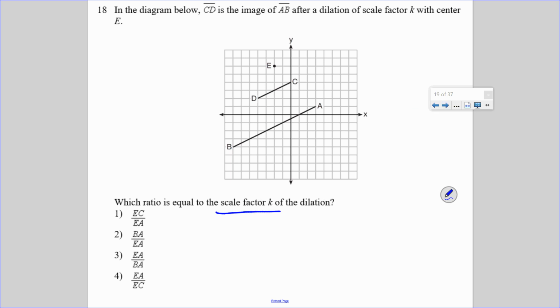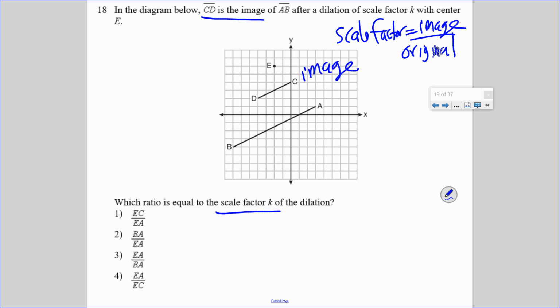Scale factor. That's easy if you know what to do. Scale factor equals image over original. EC. Let's do with the images. It says CD is the image. It says that right there. It says this is the original. Is EC the image? Yes. Is EA the original? Yes. That one looks good. Let's check the rest.